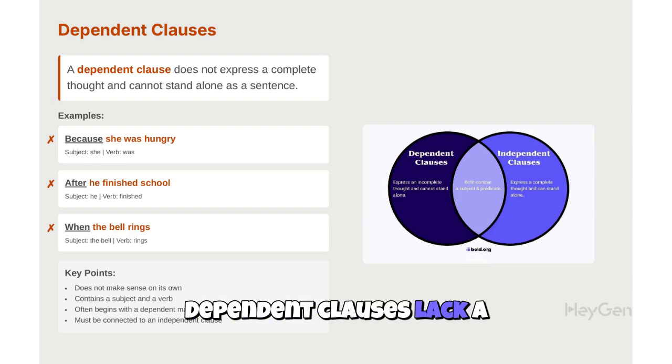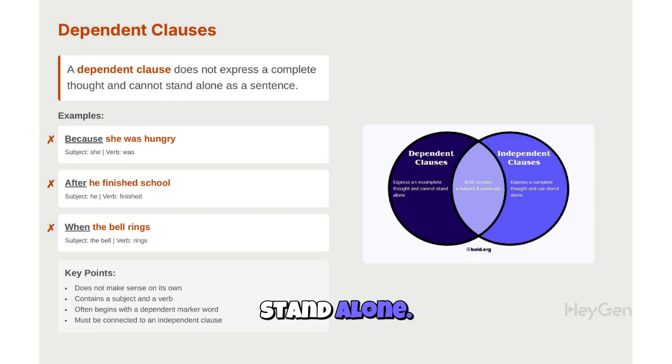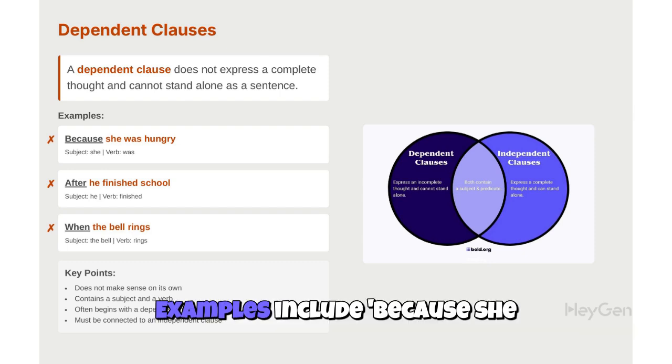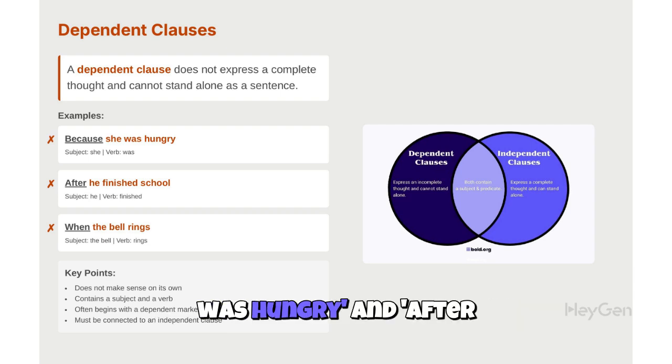Dependent clauses lack a complete thought and cannot stand alone. They contain a subject and a verb, often starting with a dependent marker word. Examples include, because she was hungry and after he finished school. These clauses must connect to an independent clause to form a complete sentence.